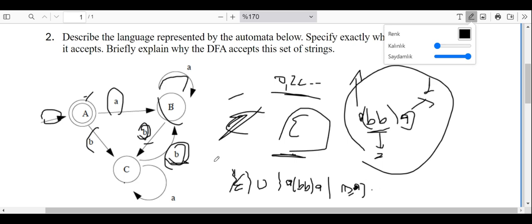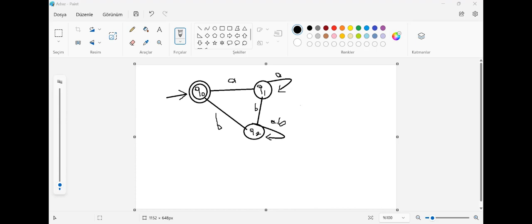This is the answer. I tried the right. Okay, this is the answer of the second question. Okay, this is the answer of the third question.